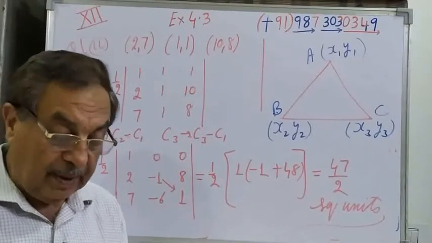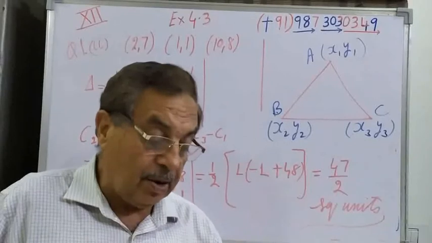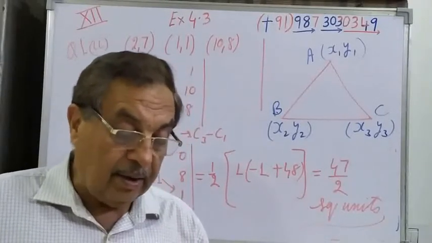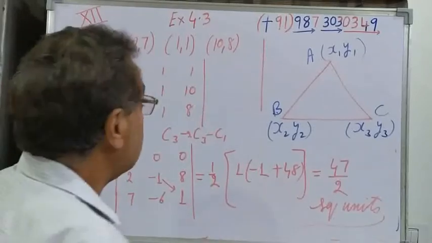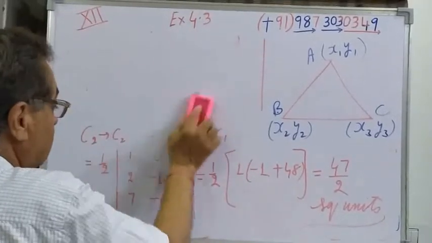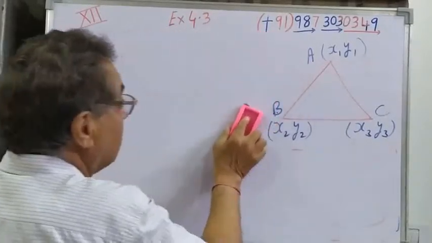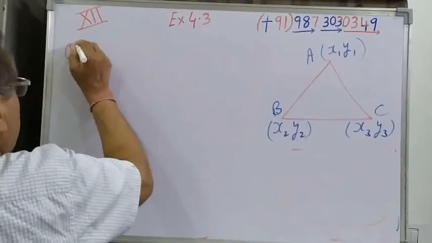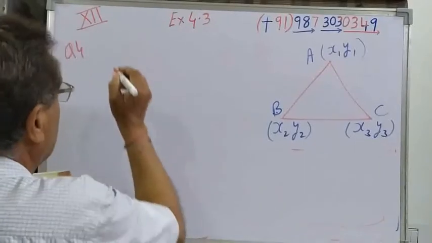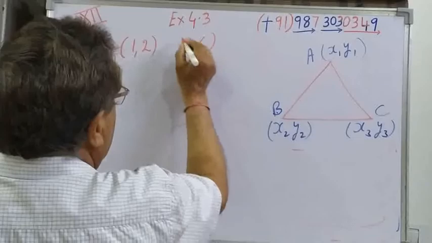Now suppose we are given 2 points on a line and we want the equation of the line. How can we find it with the help of determinants? It is question number 4 of exercise 4.3. Let us go to question number 4 of exercise 4.3. We have been given a straight line, and on it 2 points. Question 4: find the equation of the line through the points 1, 2 and 3, 6, using determinants.